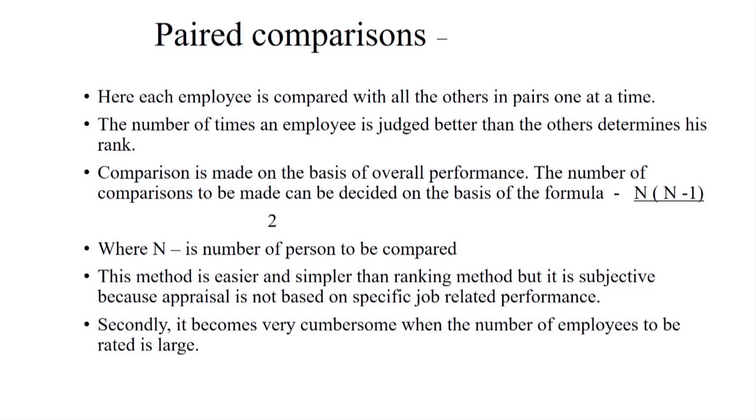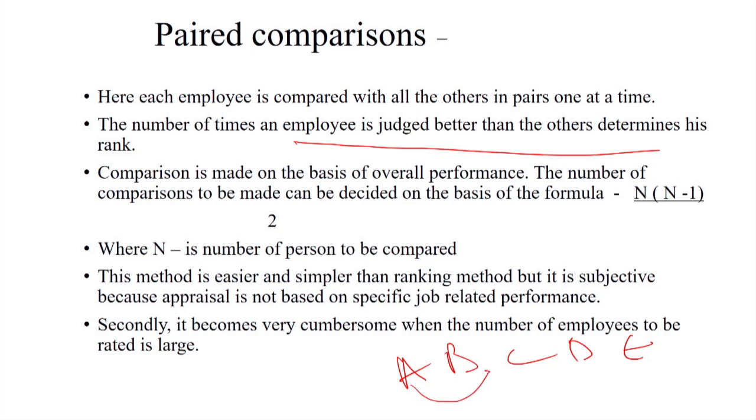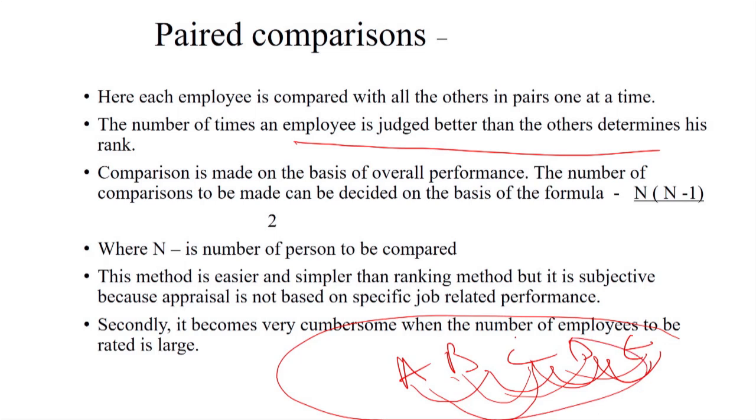So, here the person is compared with the other person. The number of times an employee is judged better than the others determines his rank. So, for example, if there are 5 people, A, B, C, D, E, then A's performance will be compared with B, B with C, C with D, then E, then A's performance will be compared with C, then with D, then with E, then B's performance will be compared with C, then with D, with E. So, these are the ways by which the comparison is made one-to-one.